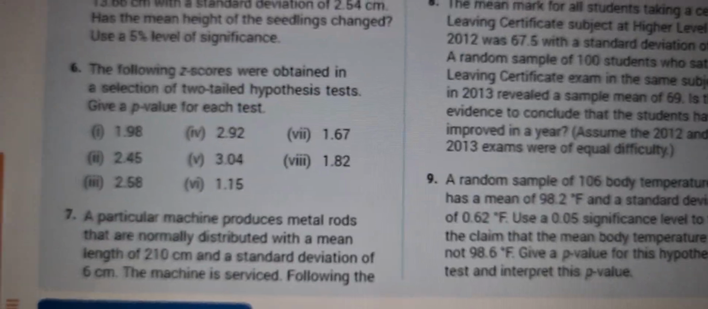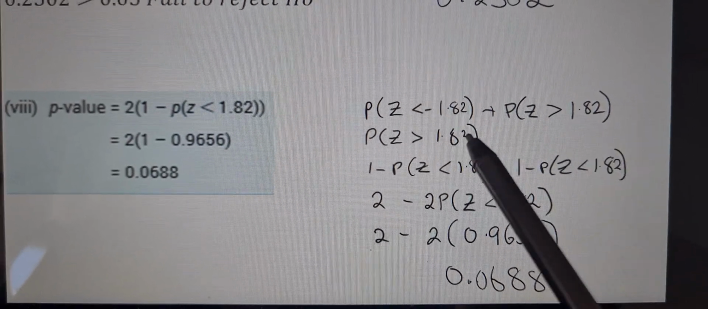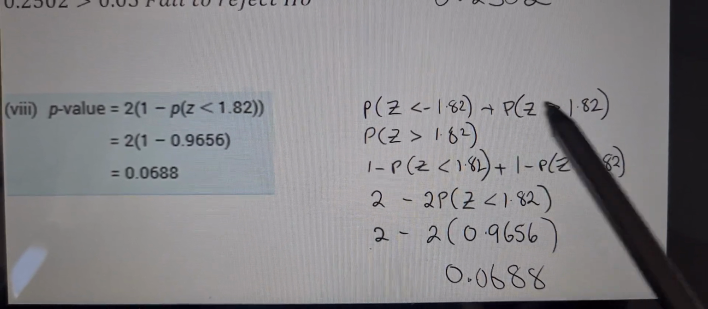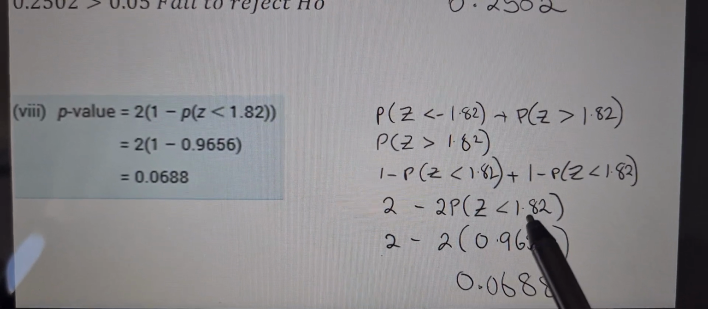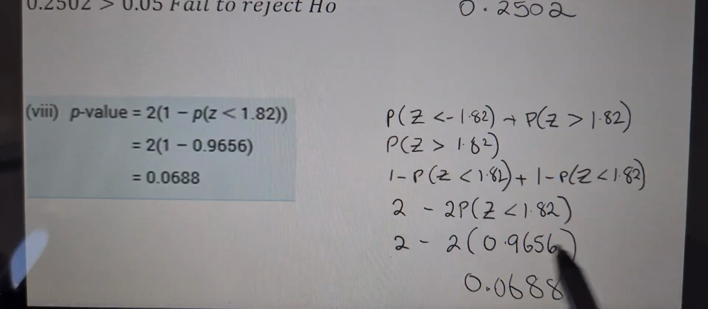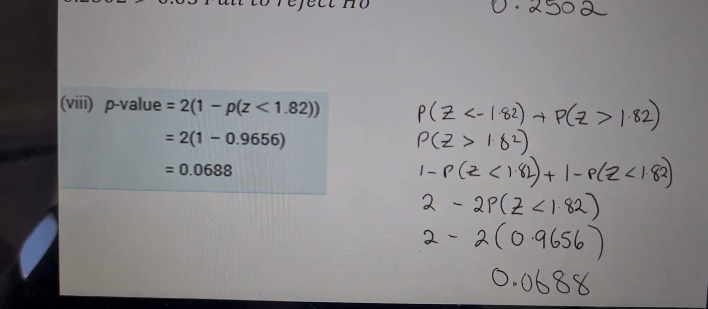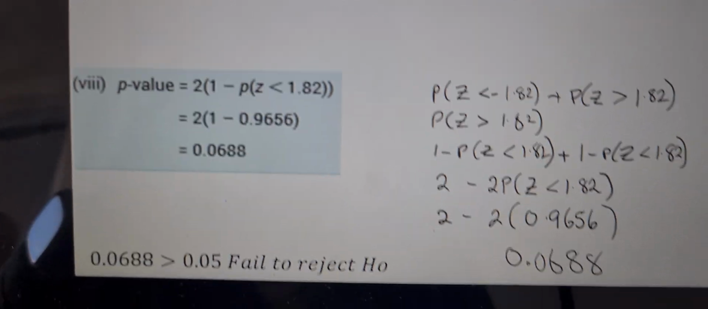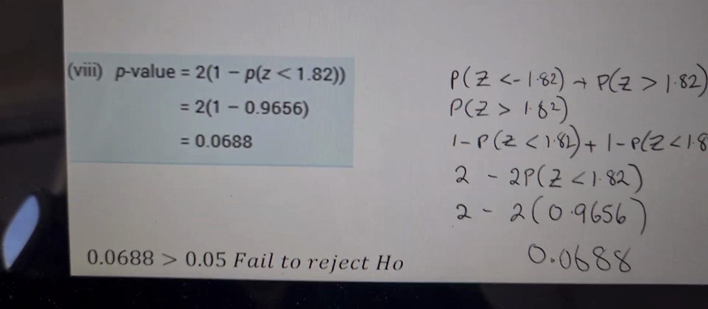Part 8 was 1.82. So again, being less than minus 1.82 or being greater than plus 1.82. Tidy it all up, go to your Z tables, get a probability that Z is less than 1.82, which gives you back 0.9656. Tidying that up, you'll get 0.0688. So given that 0.0688 is greater than your significance level of 5%, you would also fail to reject H0 for that one.